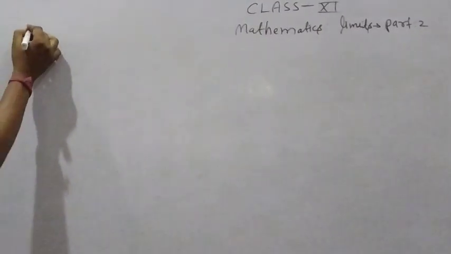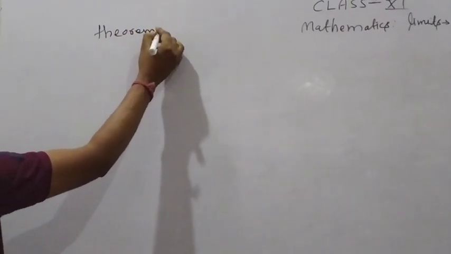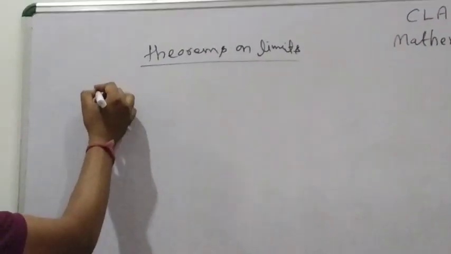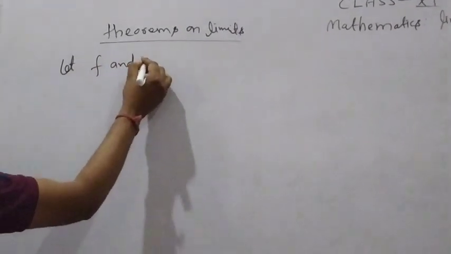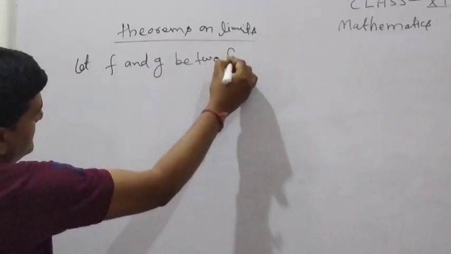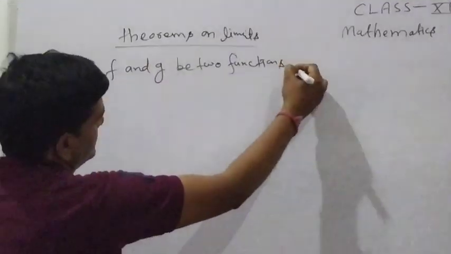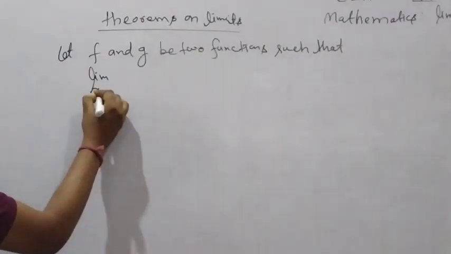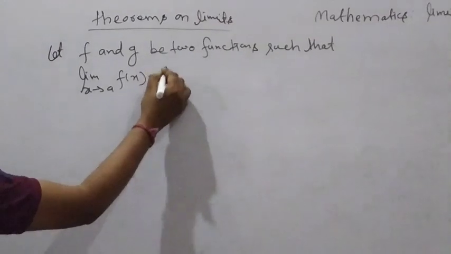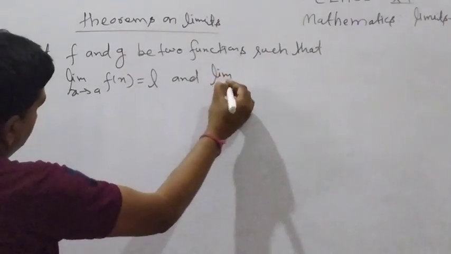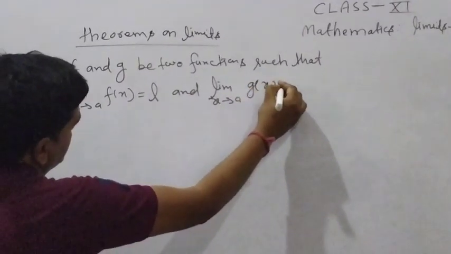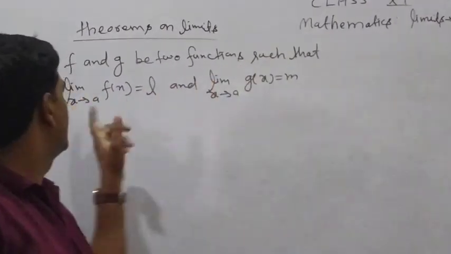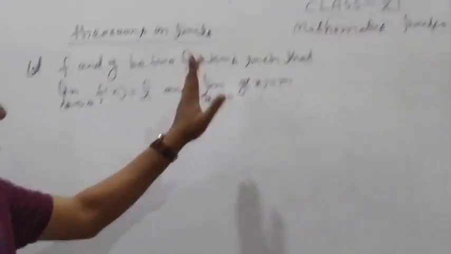Theorems on limits. Clear? Let f and g be two functions such that limit x tends to a f(x) is equal to L and limit x tends to a g(x) is equal to M. Understood? f and g are two functions such that limit x tends to a f(x) is equal to L and limit x tends to a g(x) is equal to M.